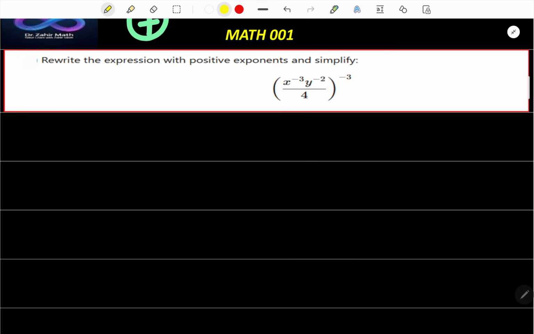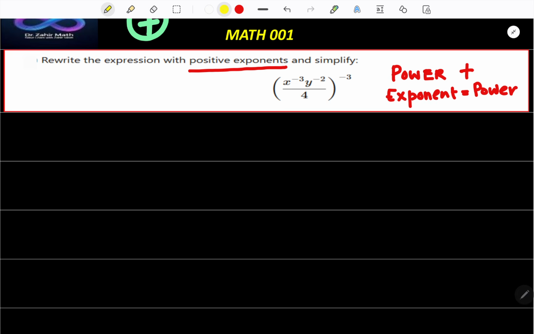Rewrite the expression with positive exponents and simplify. Positive exponents means all your powers should be positive. Keep in your mind, power is positive. Because what do you mean by exponent? Exponent, mathematically, we call it power. Keep in your mind.